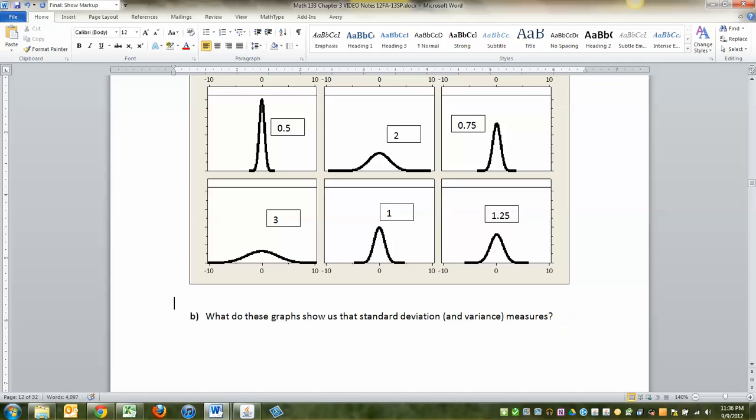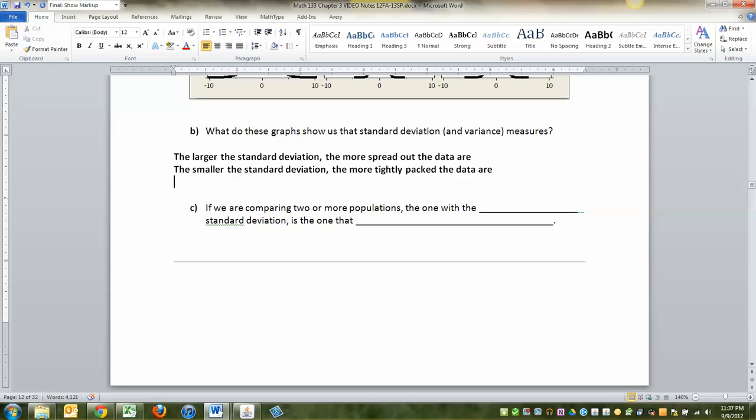And that's what we're going to write right here. So let me type that up. The larger the standard deviation, the more spread out the data are. And the smaller the standard deviation, the more tightly packed the data are. If we are comparing 2 or more populations, the one with the larger standard deviation is the one that is more widely dispersed, i.e. more spread out.